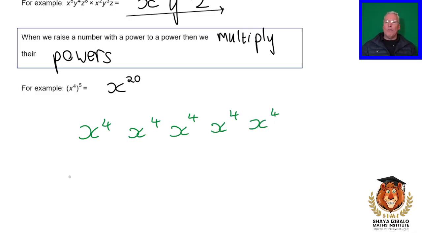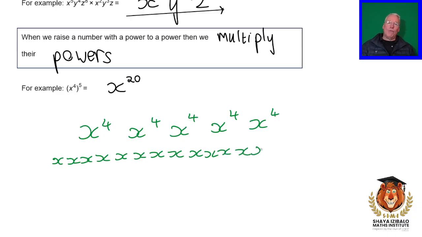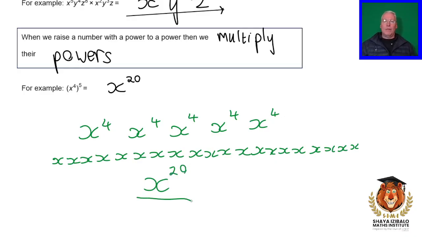Okay, and what does x to the 4 mean? Well, it means 4 x's multiplying together. There they are, 4 x's. Each of the other four groups also means 4 x's multiplying together. Okay, let's count how many x's we've got all together. 1, 2, 3, 4, 5, 6, 7, 8, 9, 10, 11, 12, 13, 14, 15, 16, 17, 18, 19, 20. What's the shortcut for writing 20 x's multiplying together? x to the 20. Does it make sense? It always makes sense.